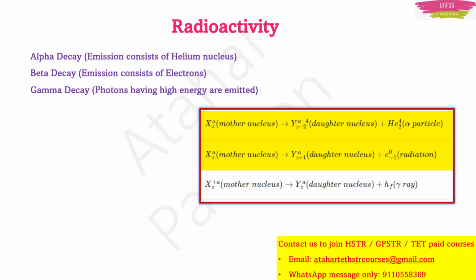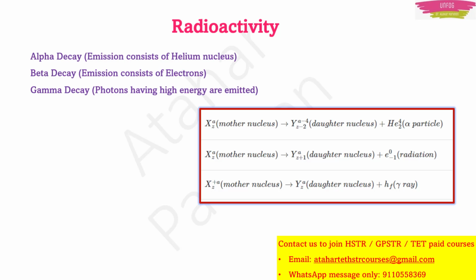Then in gamma decay, the daughter nucleus will be the same as the mother nucleus even after radioactive decay, because here only gamma rays will be emitted. Gamma rays are nothing but high energy photons. No particle is released here. That's why the daughter nucleus atomic number and mass number will not change. In the first two processes, alpha decay and beta decay, particles were released, right? Alpha particle and beta particle. That's the reason why the daughter nucleus atomic number and mass number were being changed.